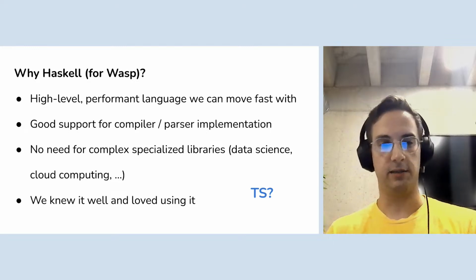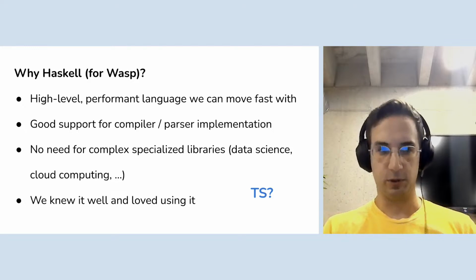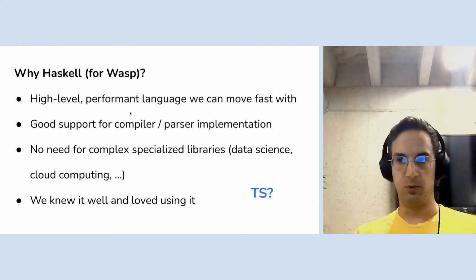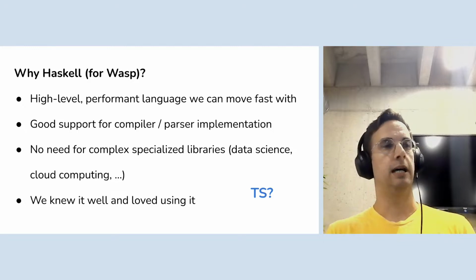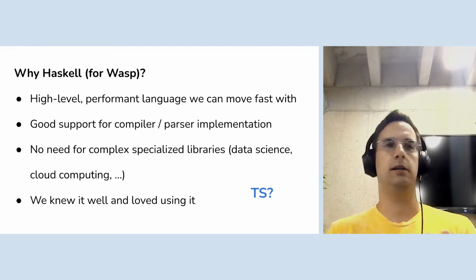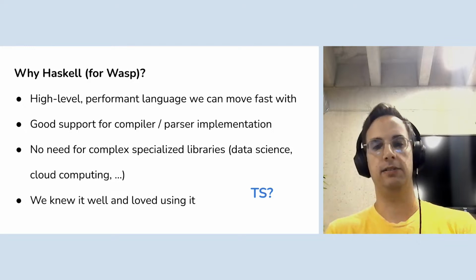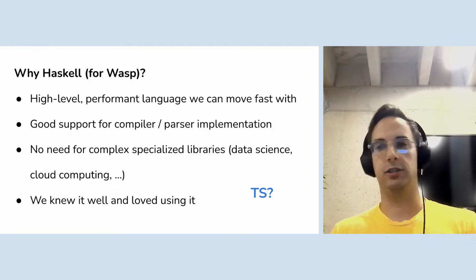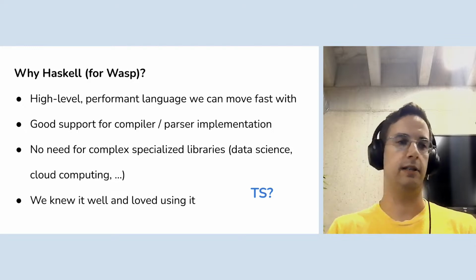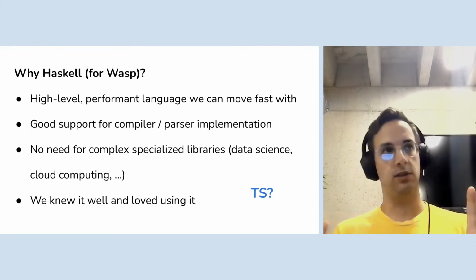Now, why do we use Haskell for Wasp? Multiple reasons. One was we wanted a high-level, performant language we can move fast with. We knew we don't need something that's super fast, or that kind of optimization level that you get with C++. But Haskell is pretty fast on its own, right? If you have some very tight stuff, then of course it makes sense to do it in C++ or Rust or something. But we knew we won't be needing that, so that wasn't an issue.